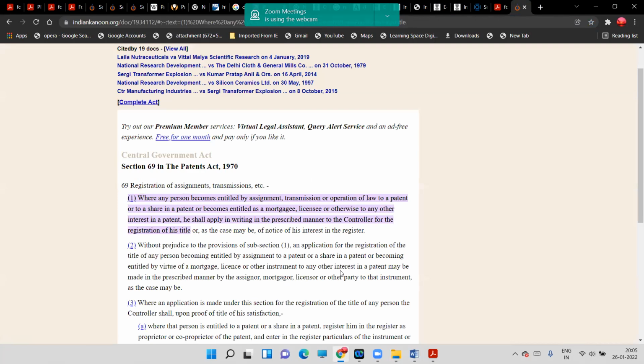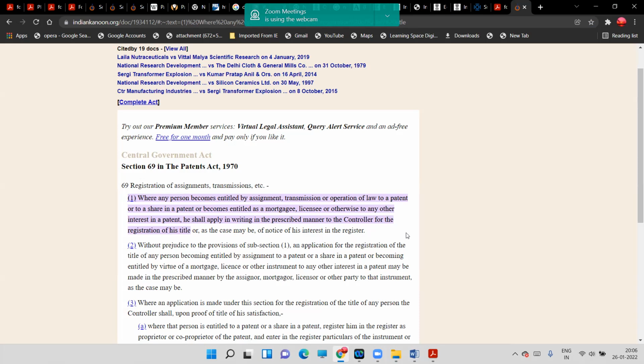Where any person becomes entitled by assignment, transmission or operation of law to a patent. अगर कोई पर्सन है जिसको एंटाइटलमेंट मिला है, असाइनमेंट मिली है, या ट्रांसमिट हुआ है, या ऑपरेशन ऑफ लॉ से मिला है, और बिकम एंटाइटल्ड एज अ मॉर्टगेजी, licensee or otherwise to any other interest in a patent, he shall apply in writing in the prescribed manner to the Controller for the registration of his title. तो वो कंट्रोलर को अप्लाई कर सकता है कि जो टाइटल मिला है उसको रजिस्टर करवा दो, या एज द केस में बी ऑफ नोटिस ऑफ हिज इंटरेस्ट इन द रजिस्टर.